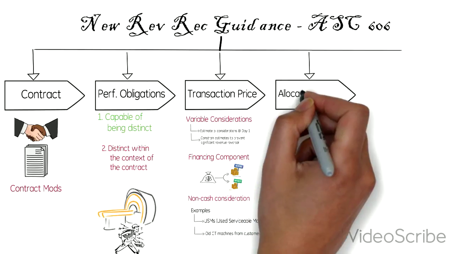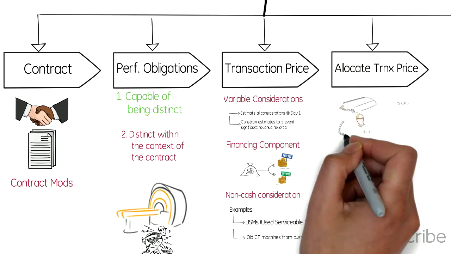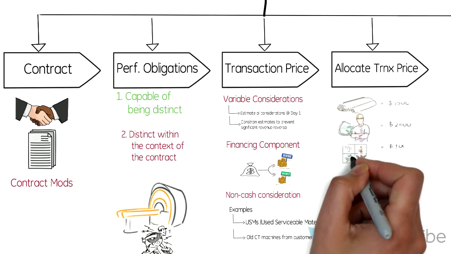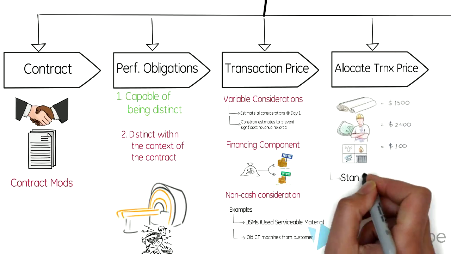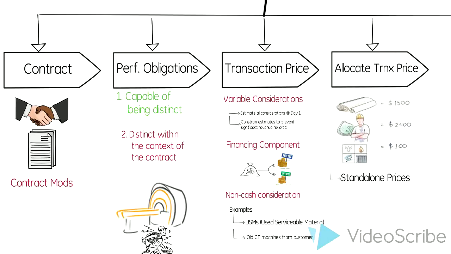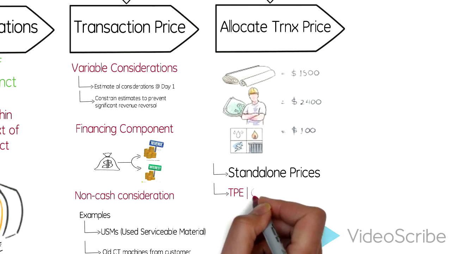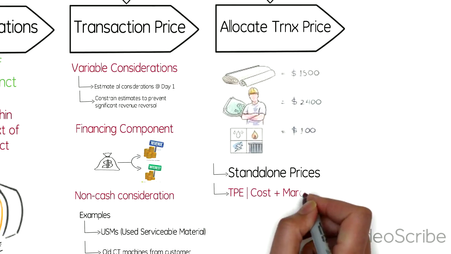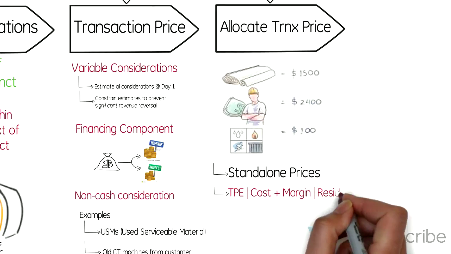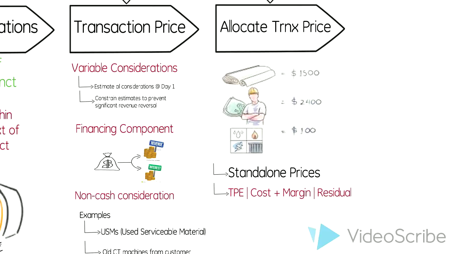Step number 4. Allocate the transaction price to performance obligations identified in Step 2 based on their standalone prices. If the standalone price is not available, allocation can be done based on either a third-party evidence or the entity's cost plus standard margin, or residual approach if the prices of other performance obligations are known.